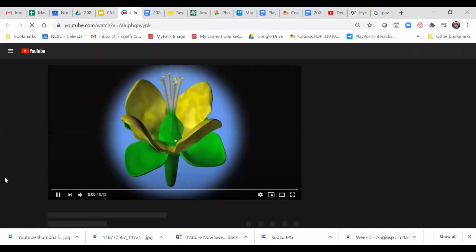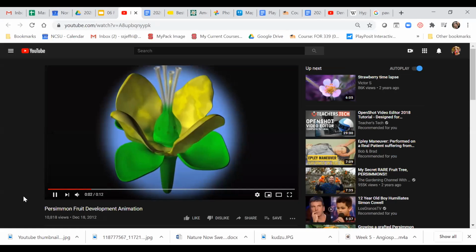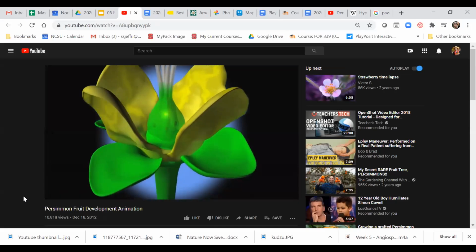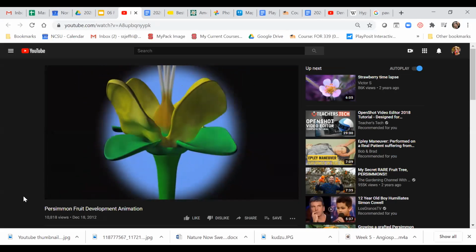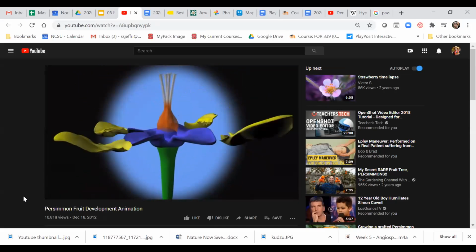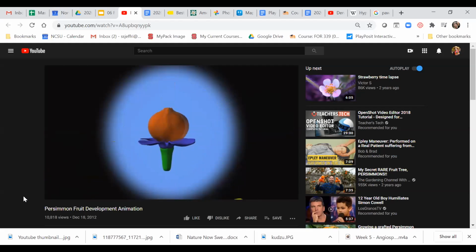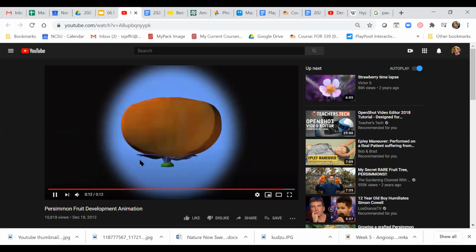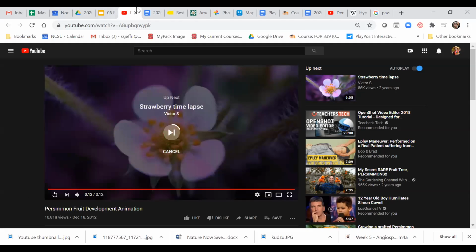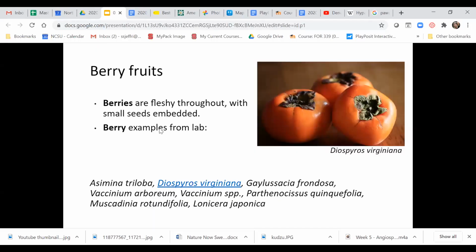Looking at this animation, this is showing the development of persimmon. You just saw the pollen going down into the ovary, and the petals fall off. You can still see the sepals are still attached at the bottom. That's a quick animation of the development.